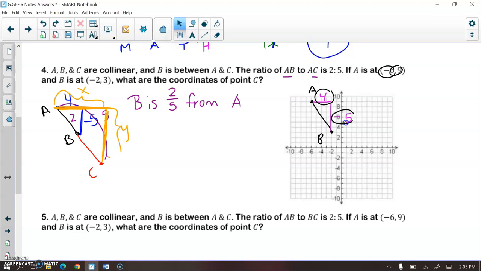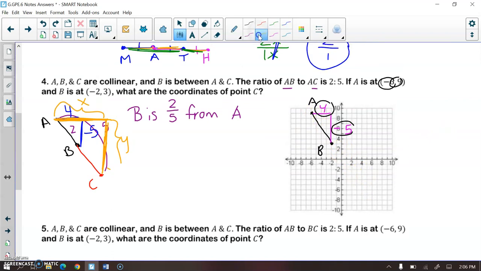But what we did when we found a point in between our line segment is we used our ratio and we multiplied by our rise and our run. This time we're finding a point past our line segment. So actually, we are going to use the ratio 5/2 instead of 2/5. Okay, so for C, we use the reciprocal of the ratio here.